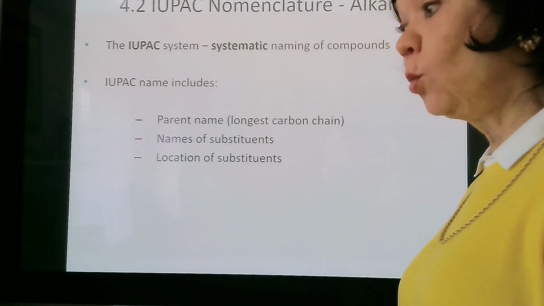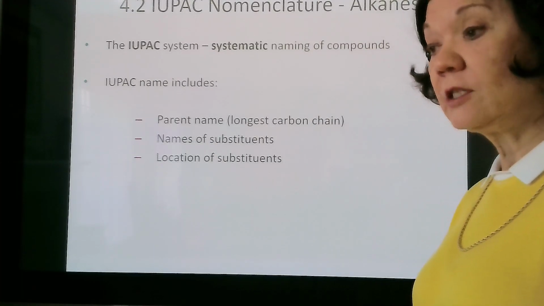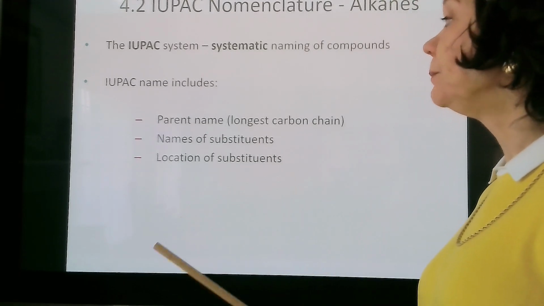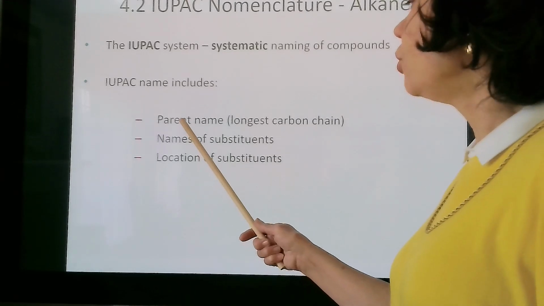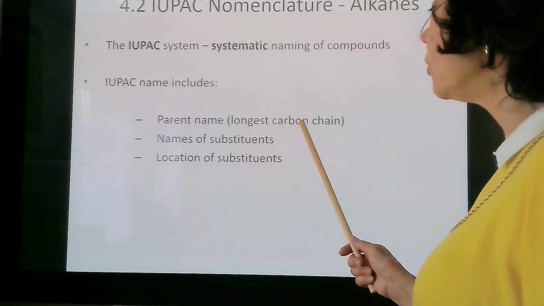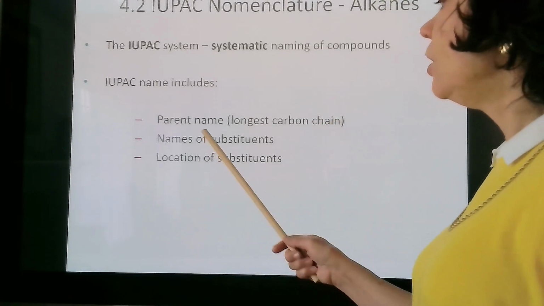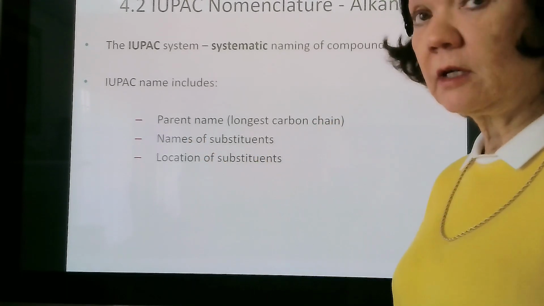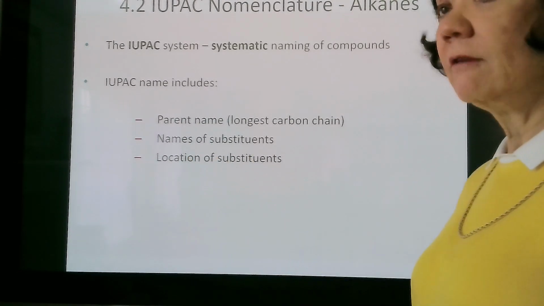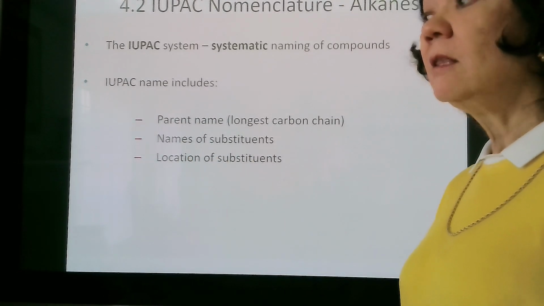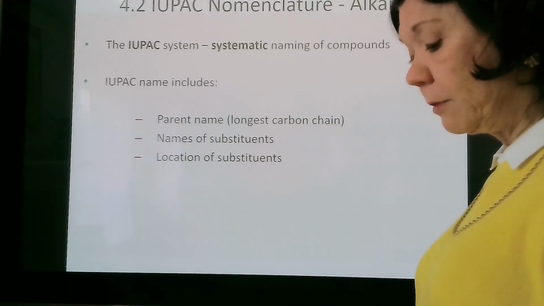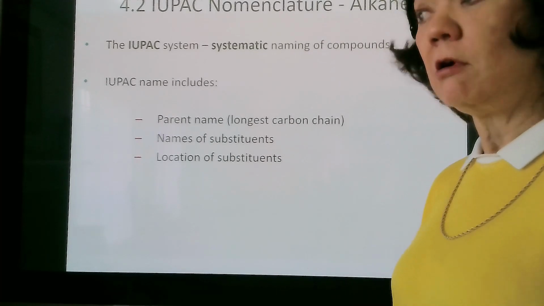And you're going to want to work a lot of the problems in your textbook. There's just not time for me to work them here for you. So you'll have to be able to know the parent name. You'll look at the longest carbon chain. You'll have to name the substituents when there's branching. And you'll have to tell the location of the substituents, what position the substituent is in along the carbon chain. And that's what we're going to do right now.